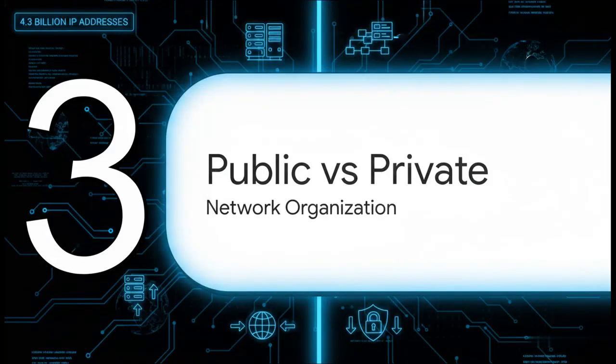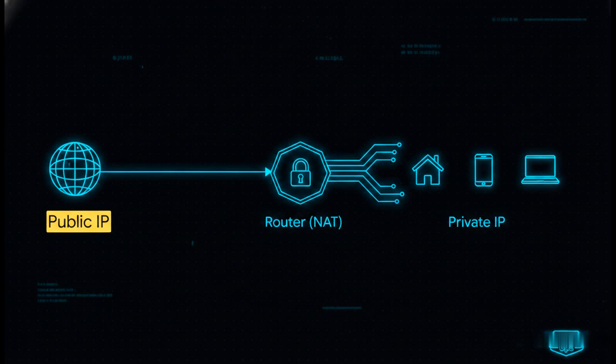Next up, Section 3, public versus private networks. So here's how this division actually plays out in the real world. Your internet service provider assigns one single public IP address to your home or office router. This is your external-facing, globally unique identifier on the web. But inside your house, your router acts as kind of a traffic manager, assigning private IP addresses to your phone, your smart TV, your laptop. It uses something called Network Address Translation, or NAT, to act as a gateway. It translates all that private traffic from your internal devices into that one public IP whenever you request data from the open internet.